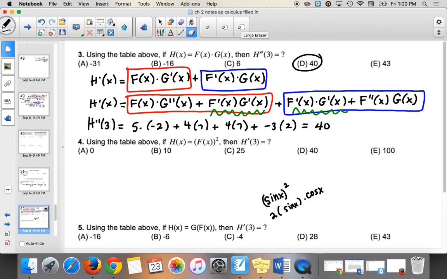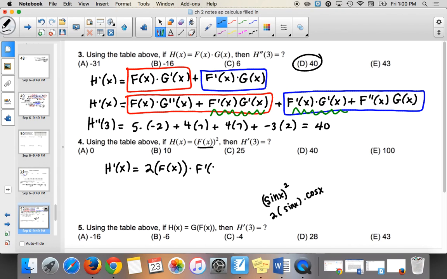So we're going to do the same thing here. When I take the derivative of f of x squared, its derivative is going to be 2 f of x to the first, and then times f prime of x, exactly.